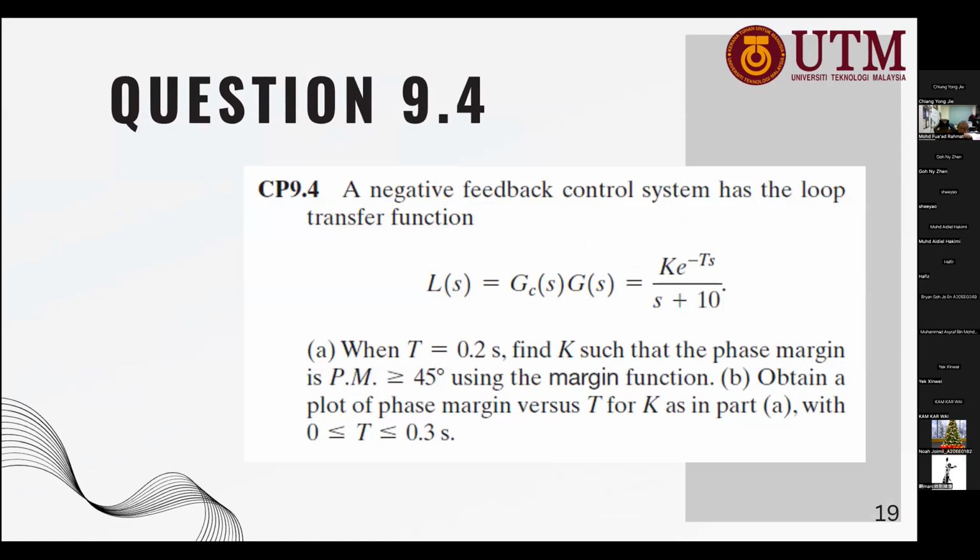The next question is, given an open loop transfer function, we need to find the k when the time delay T is 0.2, and the k is when the phase margin is more than or equal to 45 degrees.